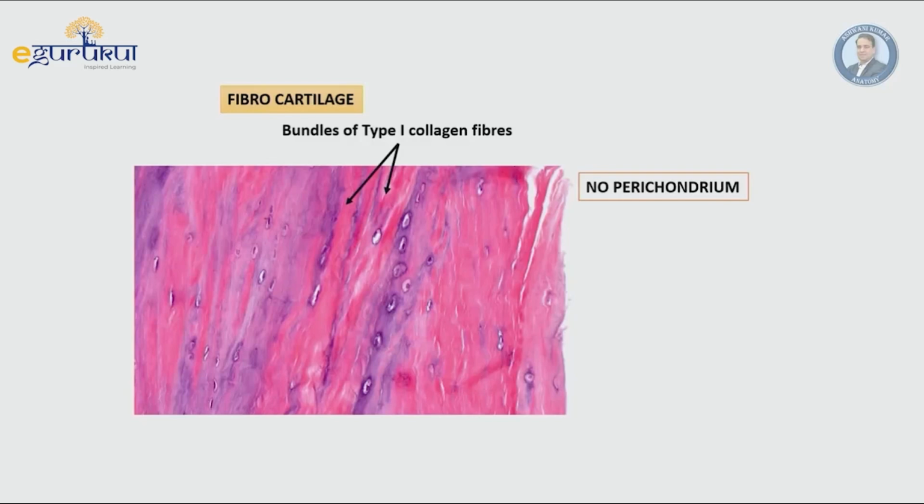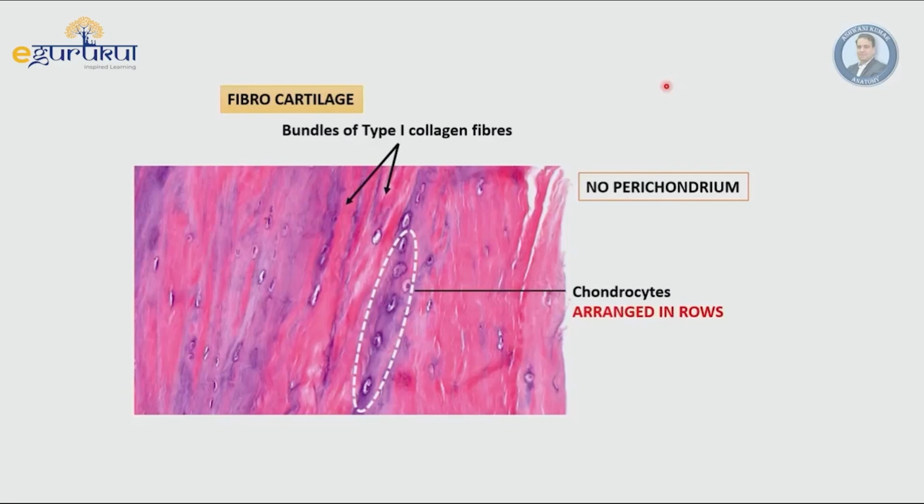Now, all these are parallel bundles. Look at this. All these are the bundles of the collagen fiber that you see here, parallelly arranged. And because of these parallelly arranged collagen fiber bundles, the chondrocytes which are present inside are squeezed and come in a line. So that again is a very important feature of the fibrocartilage, that the chondrocytes are arranged in a row or in a single line. That is a feature of the fibrocartilage.